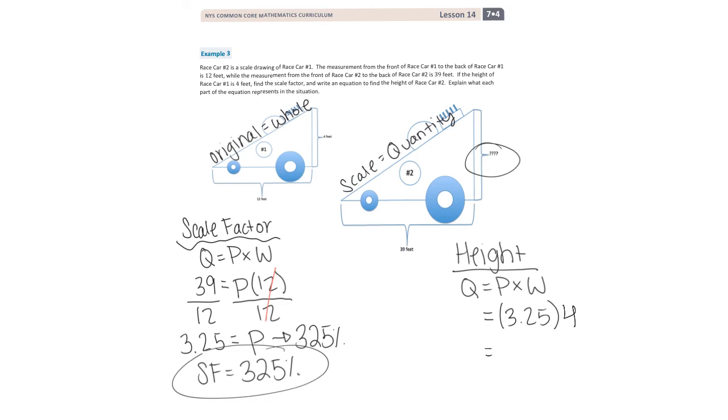Go ahead and calculate this in your calculator. All right, so we would have got 13. And so now we know the height of the scale race car is going to be 13 feet.